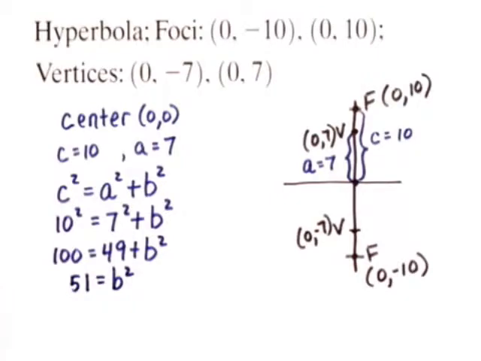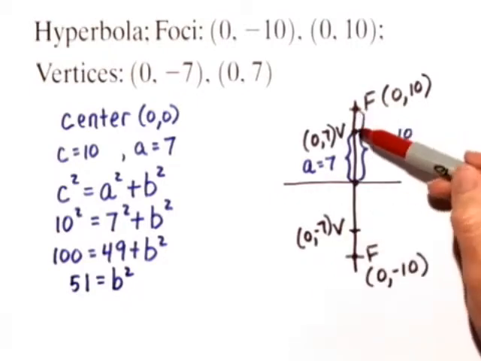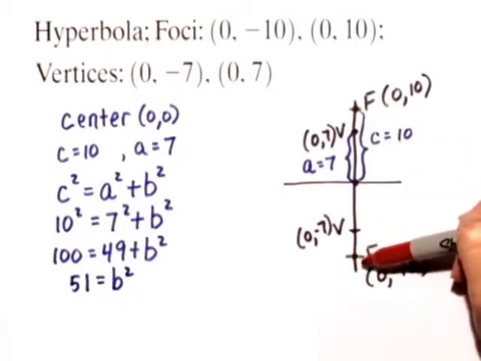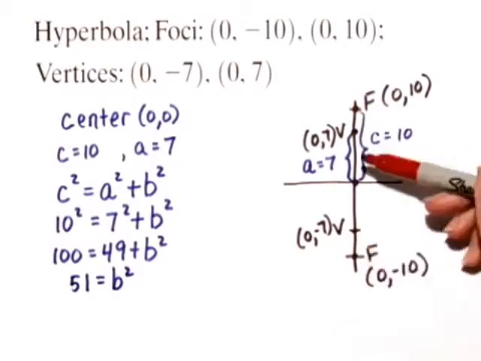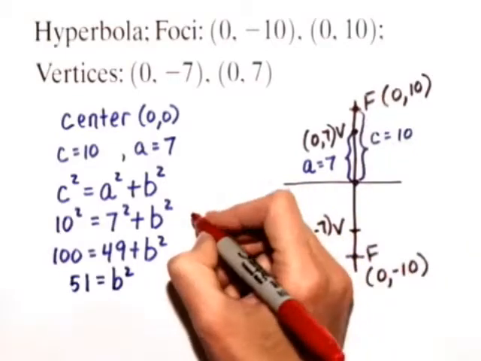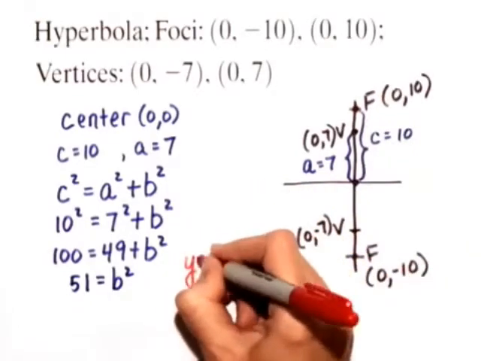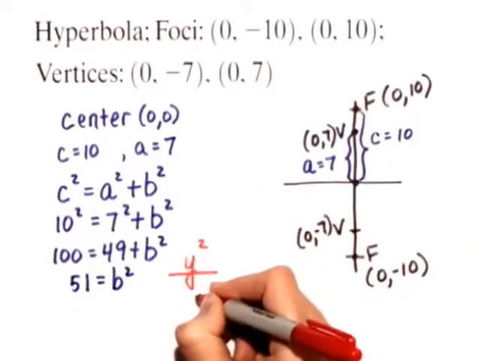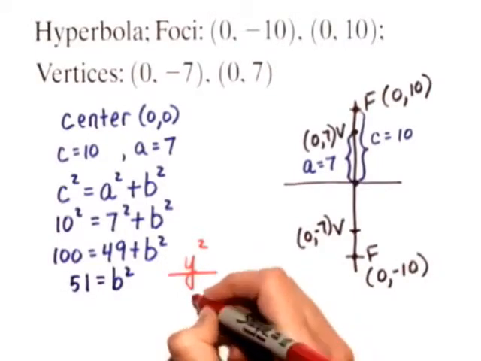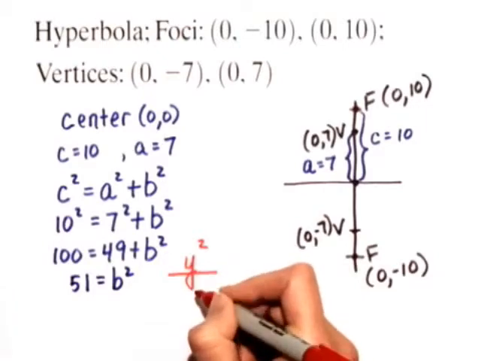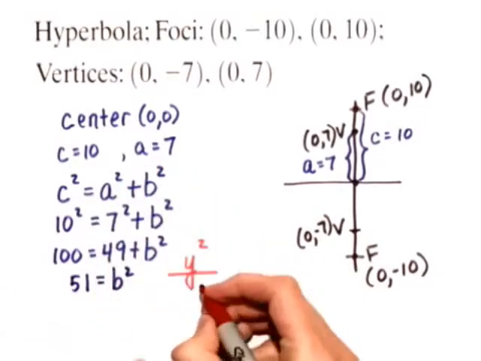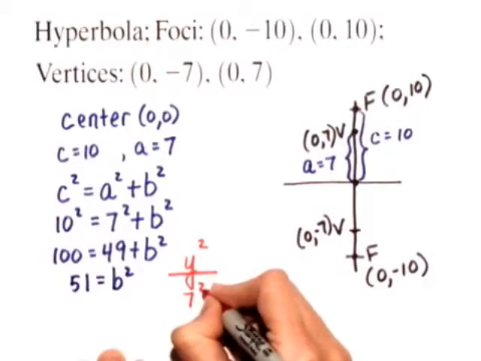of this hyperbola. We know that the y squared term will come first because the transverse axis is the y-axis. The transverse axis always has the vertices and the foci on it. So the y squared will come first in this case, and our equation will be y squared over a squared, which always comes first in a hyperbola under the positive term. So a squared, well, a is 7, so we have 7 squared.